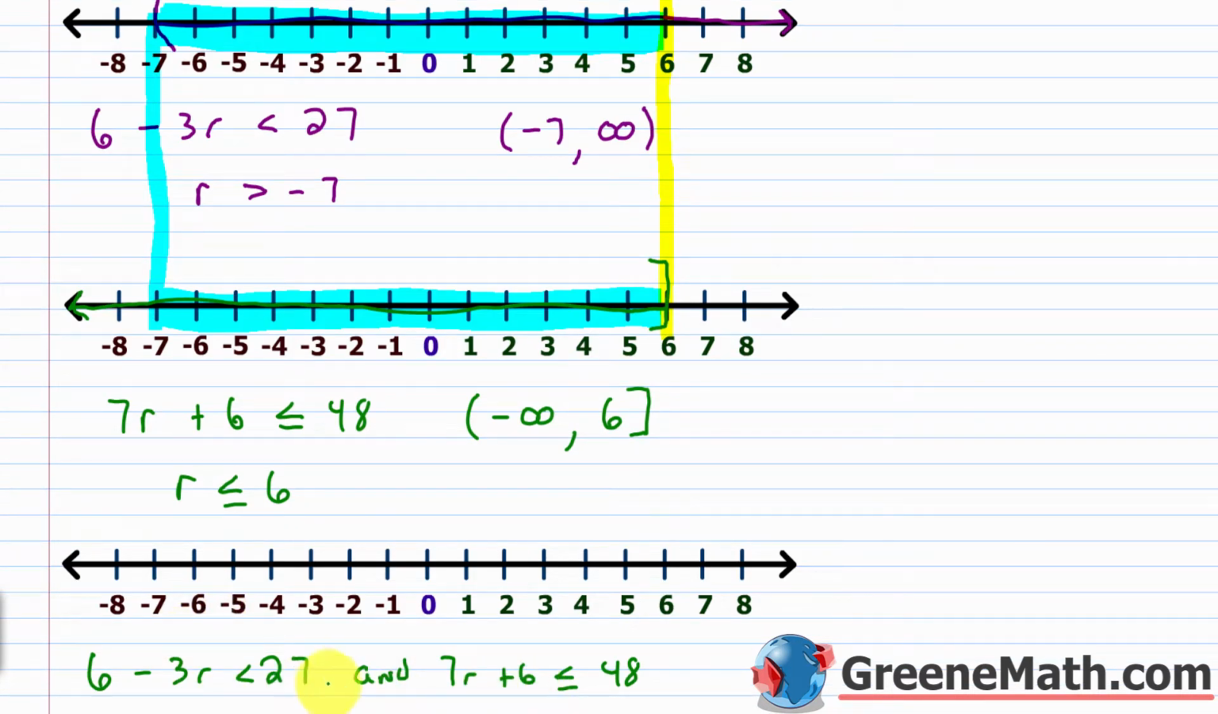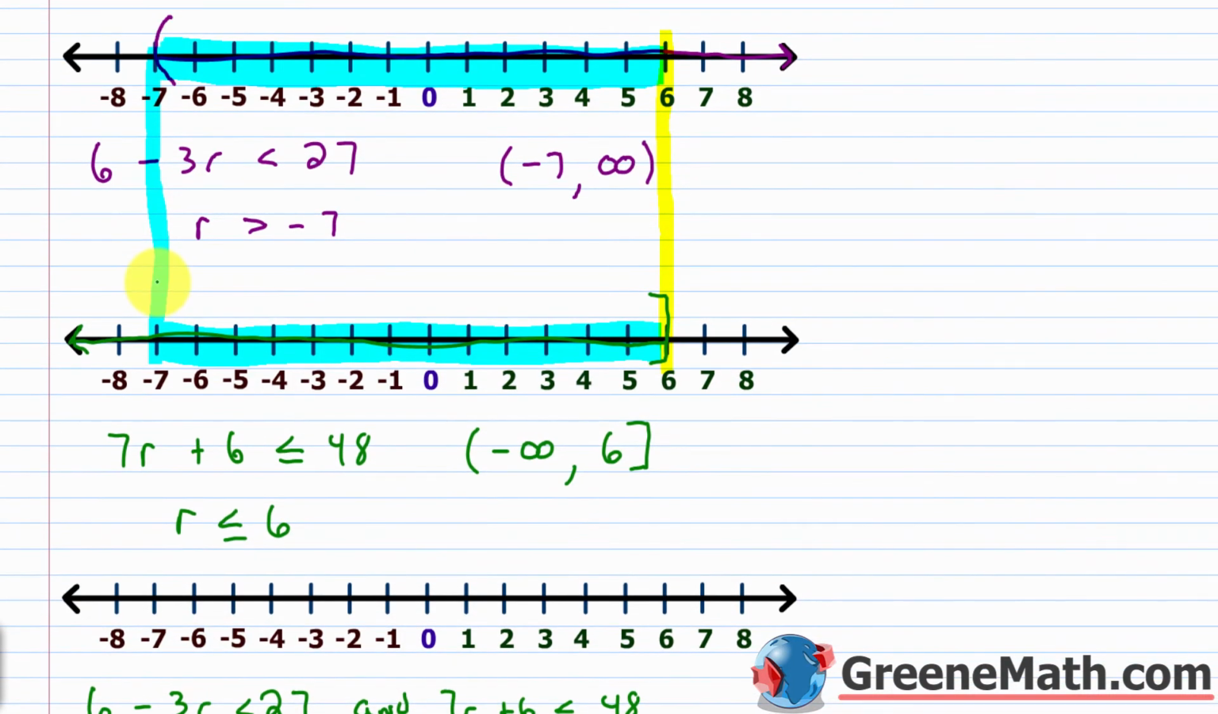Without even referencing this, I know that at -7, I would have a parenthesis because it's not included. I know at 6, I would have a bracket because it is included. And I would shade everything in between. Everything in between. And again, the reason we're doing this is it has to be a solution to each, right? And this is the section of the number line that satisfies both.